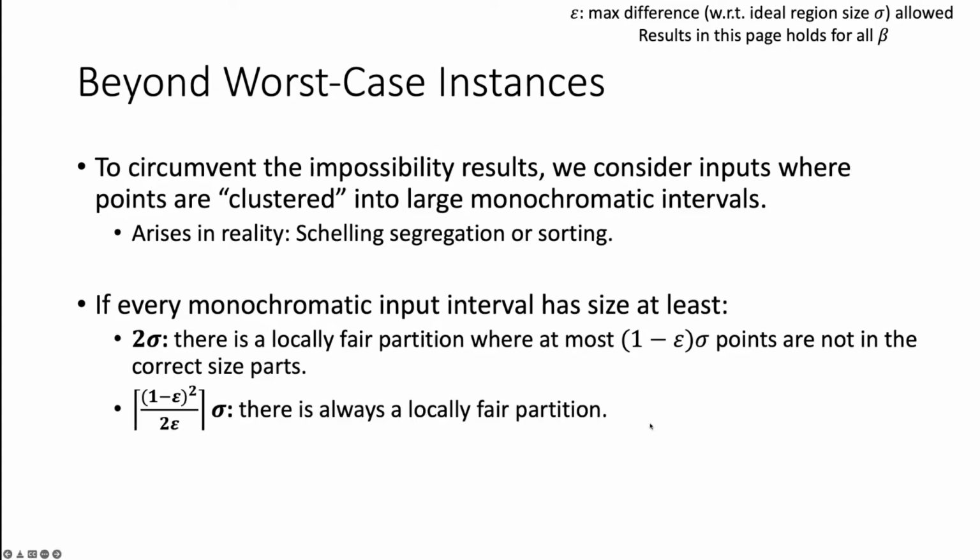On the other hand, if your instance has really long monochromatic runs, like 1 over epsilon times sigma, then there is always a locally fair partition. So the moral of the story is, if your input itself is sufficiently clustered, then it's easy to find locally fair partitioning.